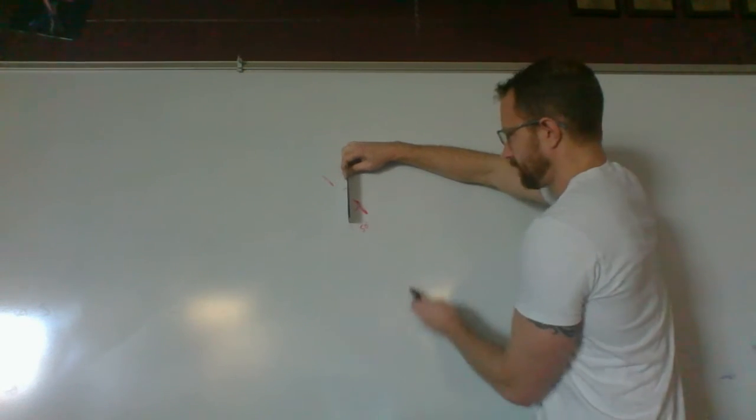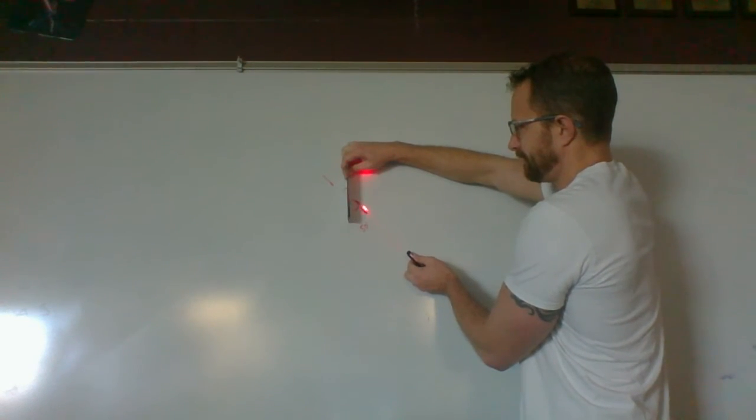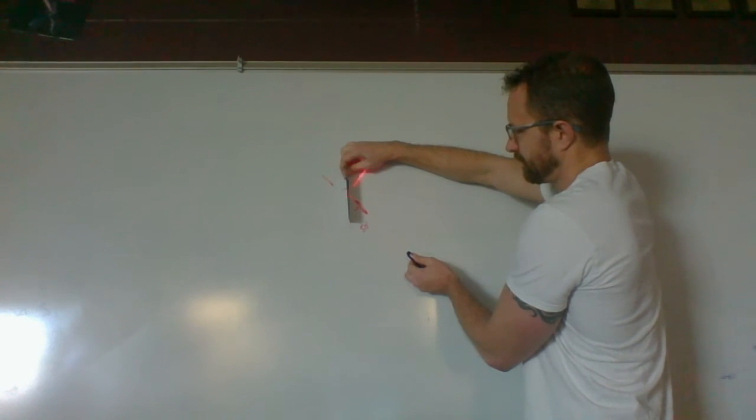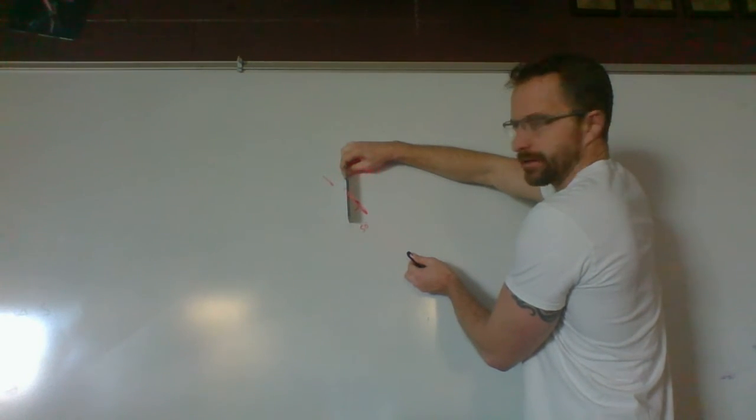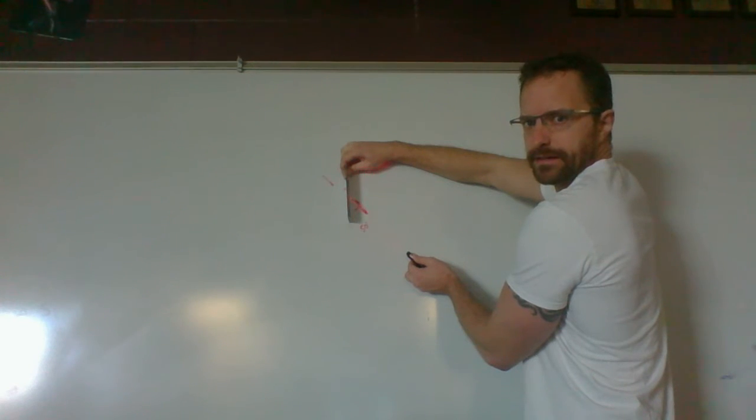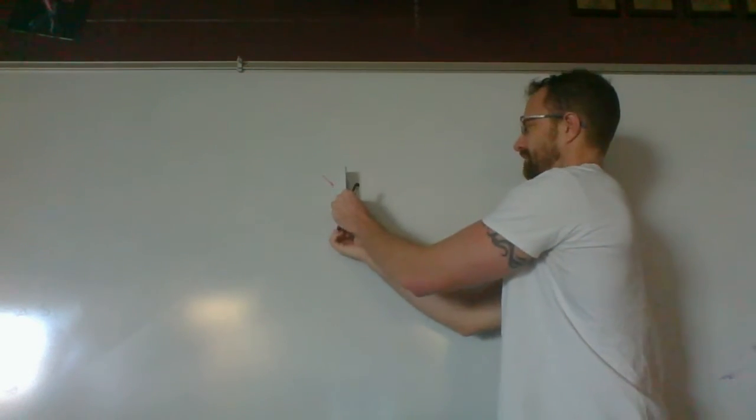so now I've got a mirror. I come in at 50 degrees, and now we see it bounces off the mirror. I don't know how well we can see that on there. My hand's in a bad spot for that.